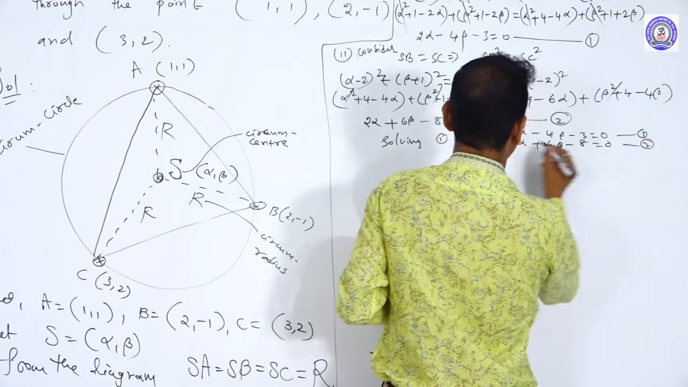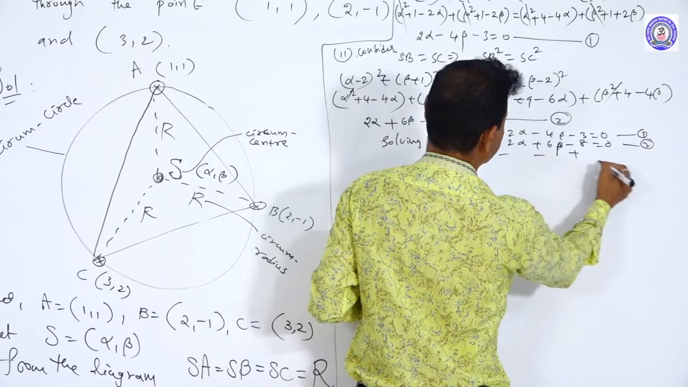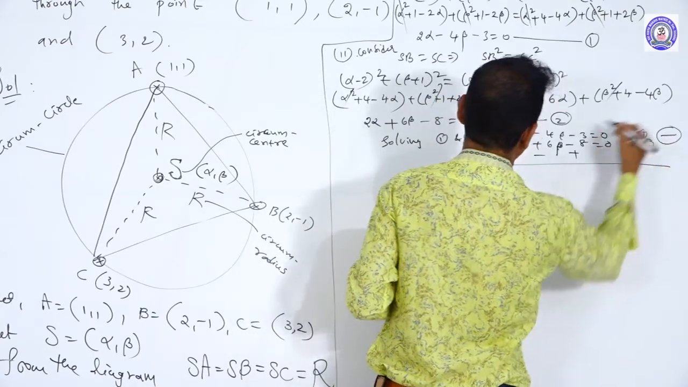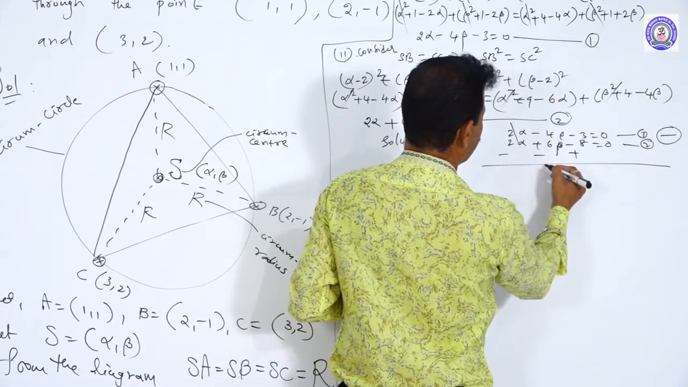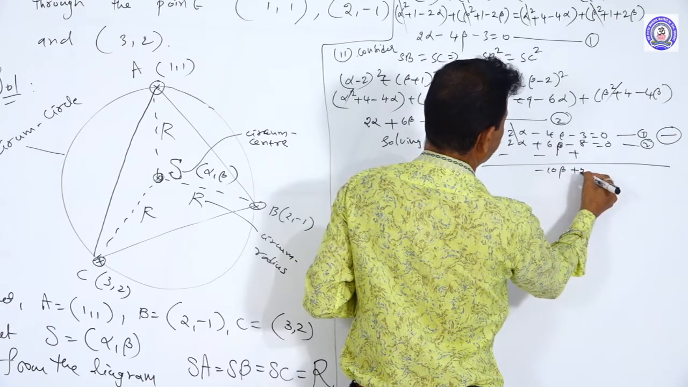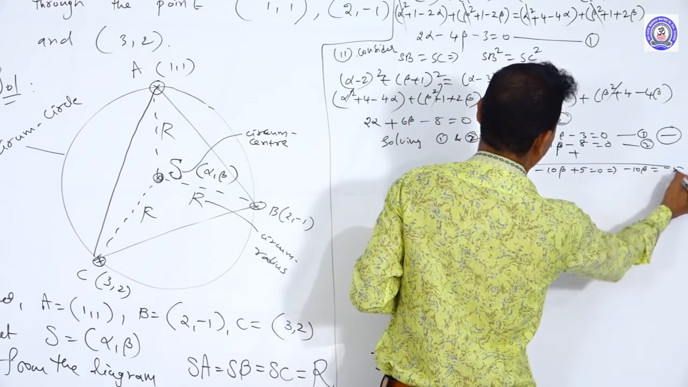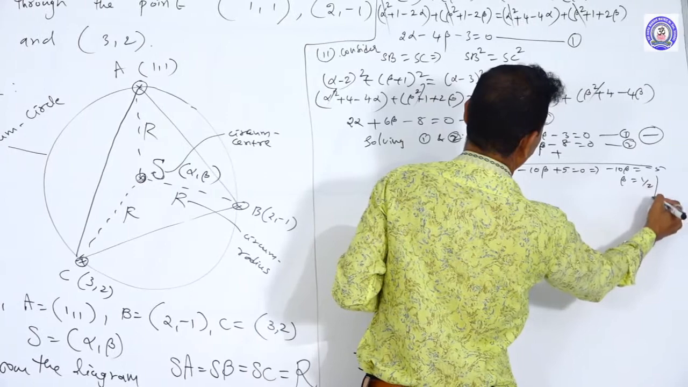Equations 1 and 2: here 2 alpha is the same, that's why we subtract, minus minus plus. On subtraction, 2 alpha gets cancelled. Minus 10 beta plus 5 is equal to 0. So minus 10 beta is equal to minus 5, beta is equal to 1 by 2.